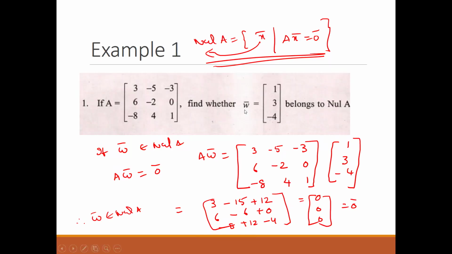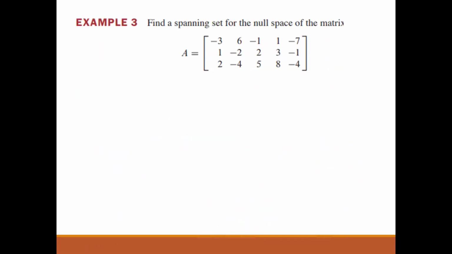So if they give any matrix A, and they ask you to show that W belongs to null A, what you have to do is multiply the A with the W or U or whatever it may be, any vector. If the product answer is 0 bar, then you can say that that vector belongs to null A. Okay. Next. Find the spanning set for the null space of the matrix. So he is asking what are the vectors which span the null space.